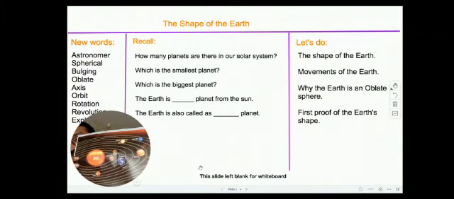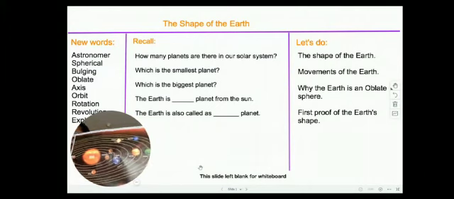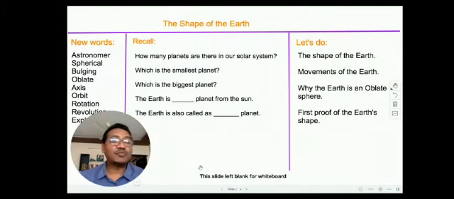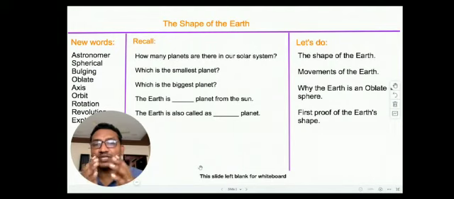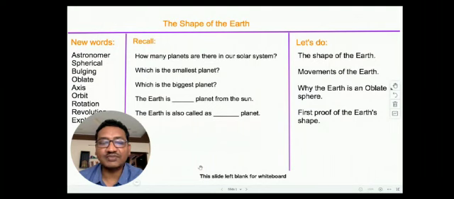The Earth is also called as dash planet. Among eight planets, Earth is the only planet where life exists. Because of that reason, we are calling the Earth the living planet.